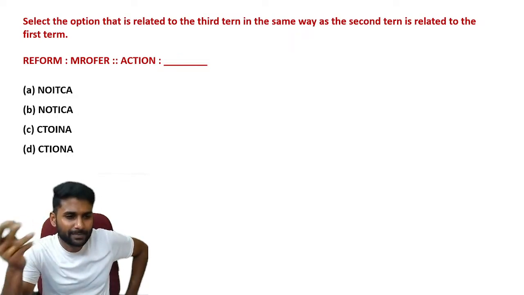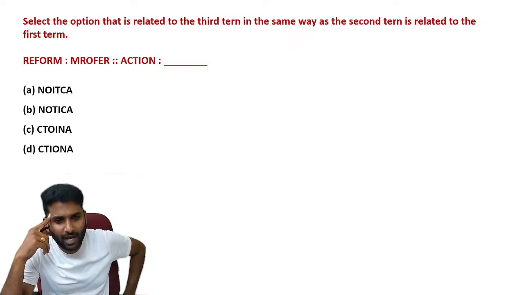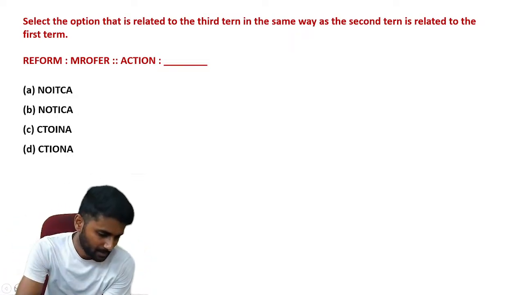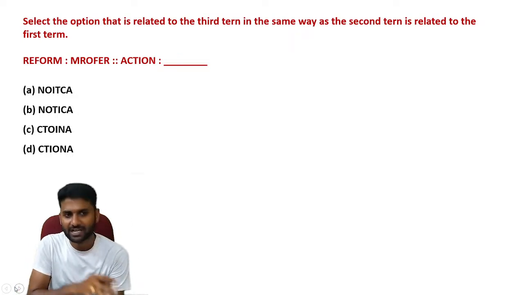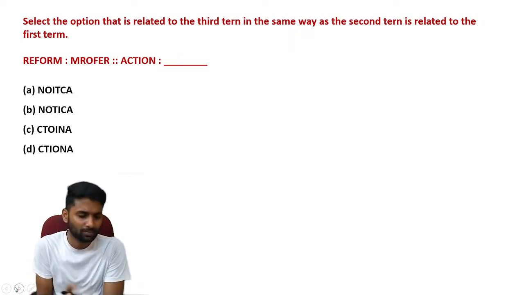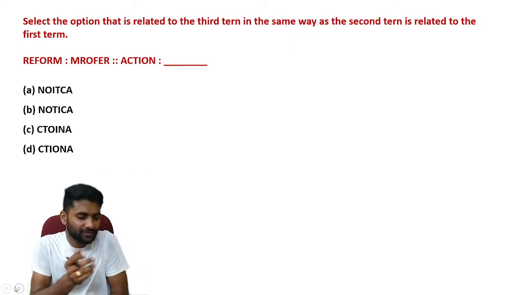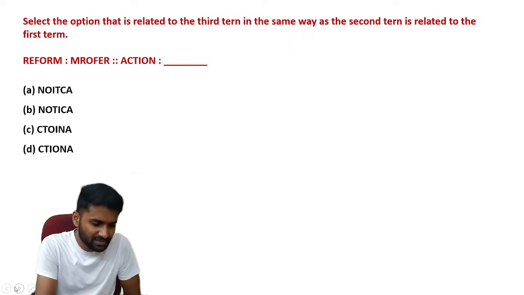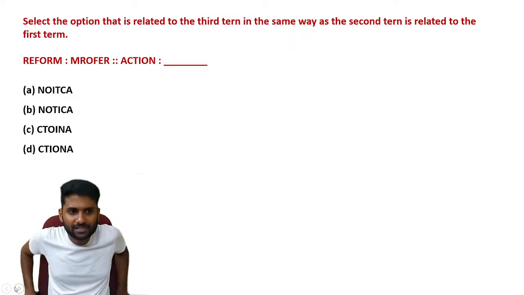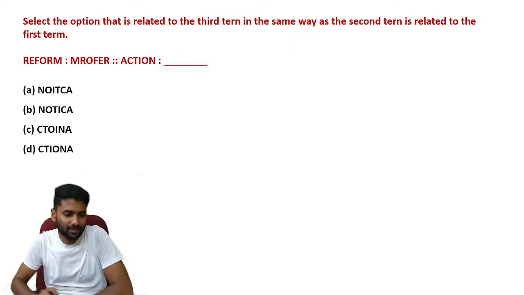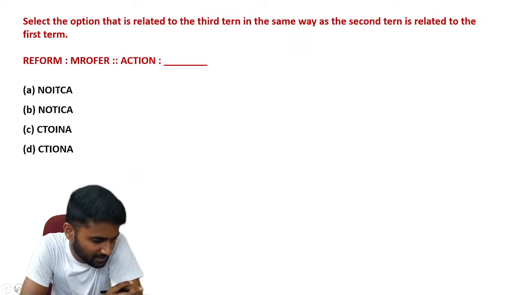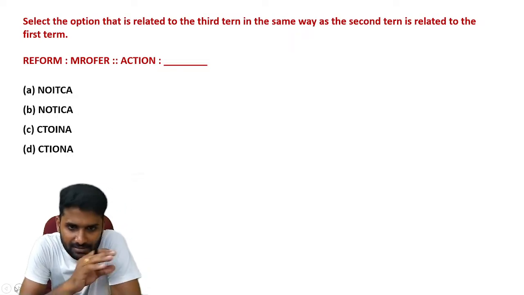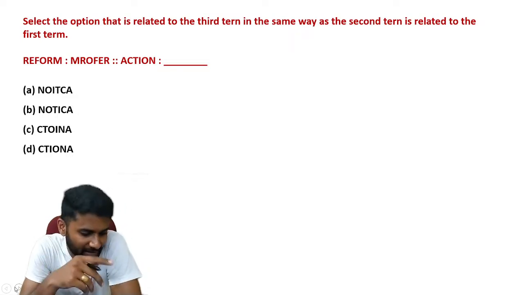Reform is coded and represented as MROFER. How is action represented? Guys, I told you in my last session also, if you see the same letters repeated on the other side, they follow jumbled order. If you see completely different letters, they follow sequence order. So check with the sequence or series method or the jumbled method. Two methods. If you see the same letters on the other side, you have to identify how they are jumbled. If you see completely different letters, definitely it is in series order.